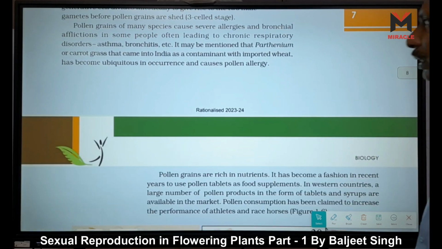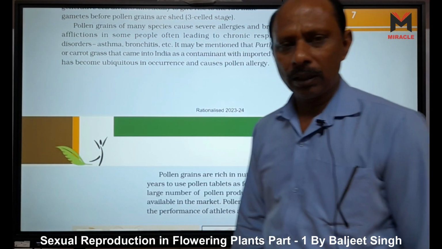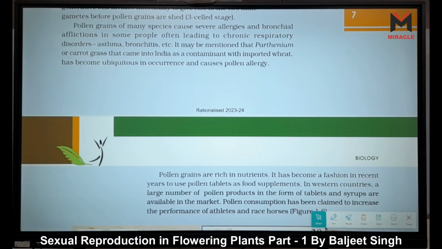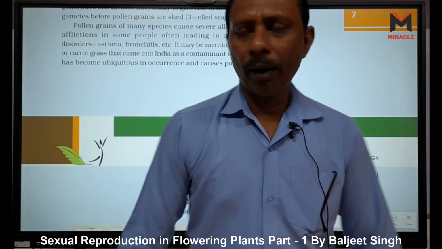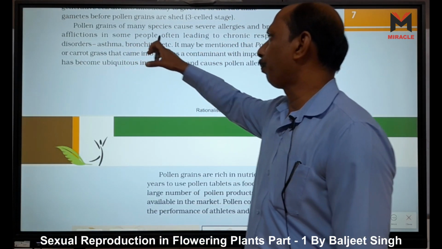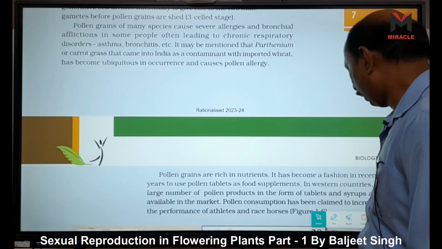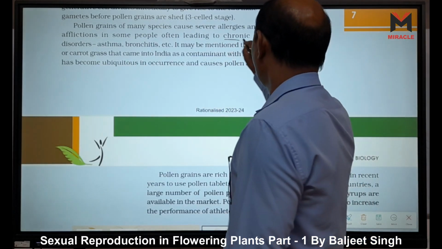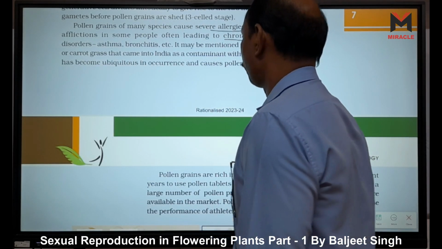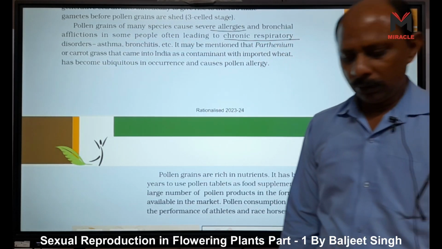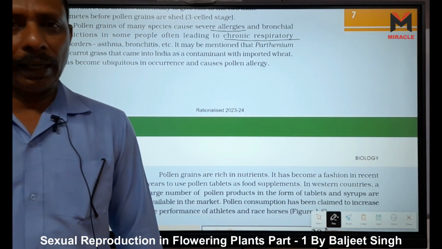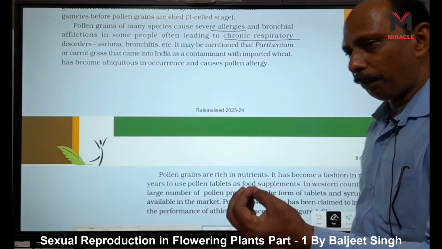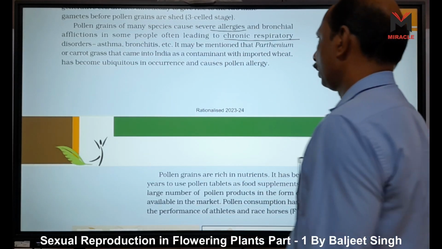Pollen grains of many species cause several allergies. Now, what are some properties of pollen grains? Pollen grains of many species cause severe allergies and bronchial afflictions in some people, often leading to chronic respiratory disease. As for example, Parthenium, that is called carrot grass, right? So its pollen grain is responsible for allergy, right?